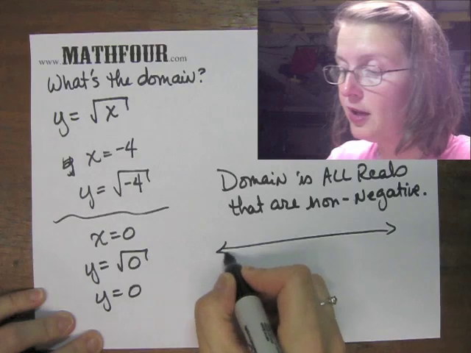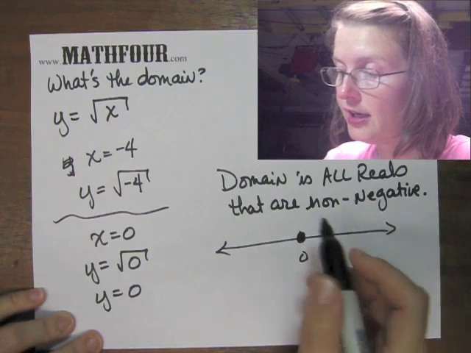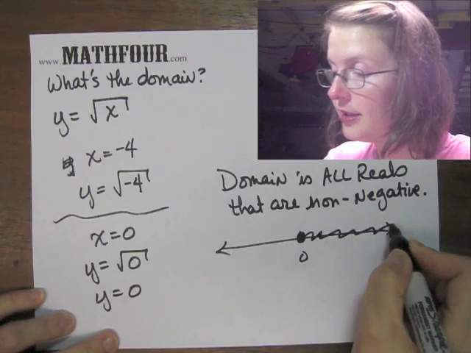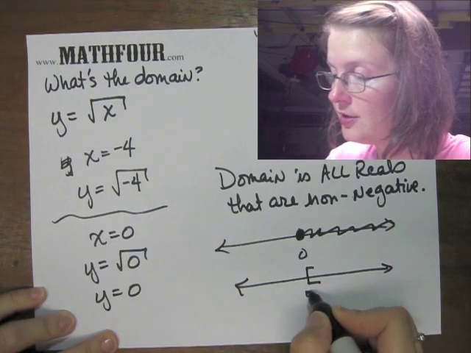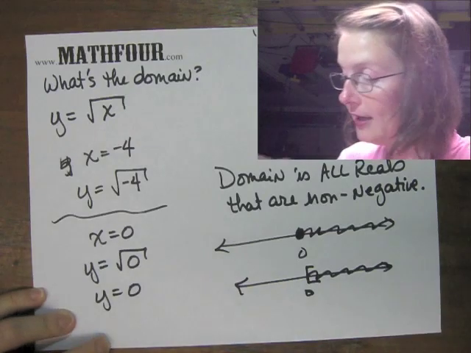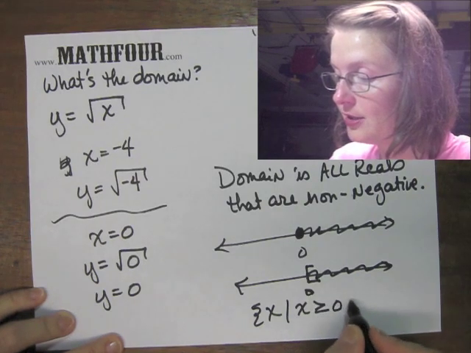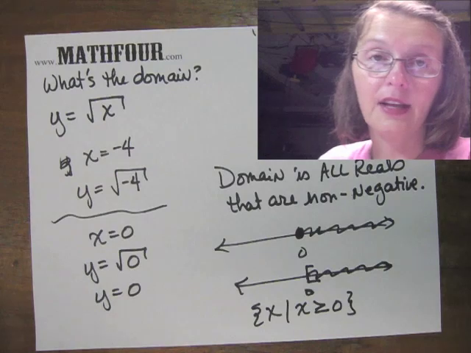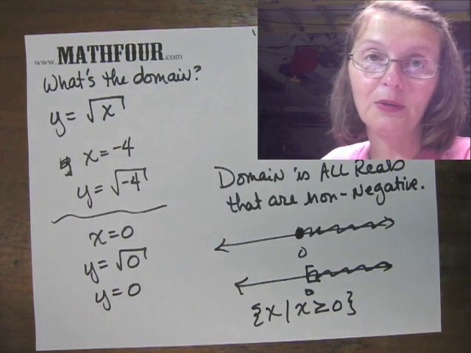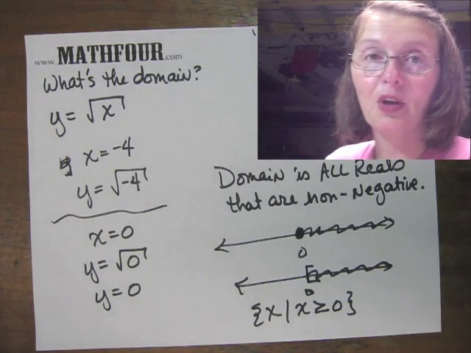If you drew it on a number line, here's 0, you would say including 0, so you dot him and do it like this. Or if you like the square bracket notation, here's 0. And you could also do the set of all x such that x is greater than or equal to 0. And there's the domain for y equals square root of x, considering the potential problems that you could have in the square root.